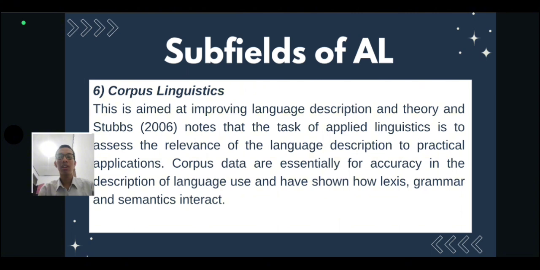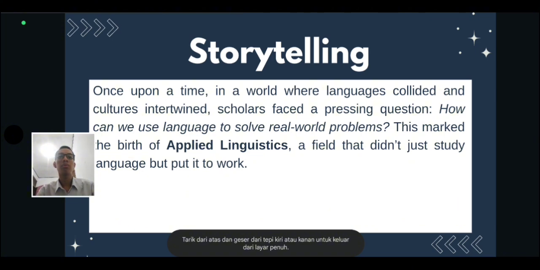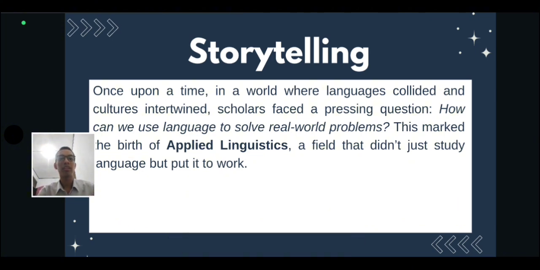So this is our material about development in applied linguistics. Let's go next to the storytelling. So this is storytelling based on me related to the material.